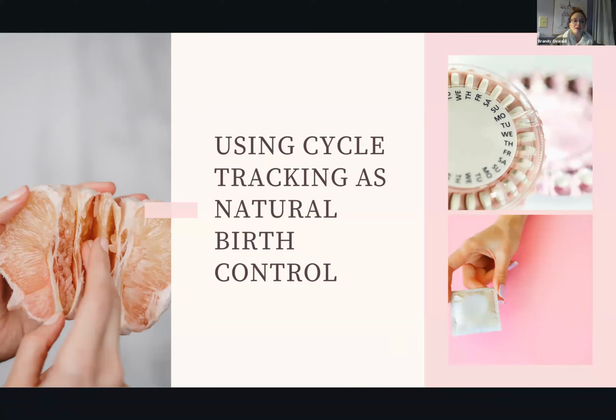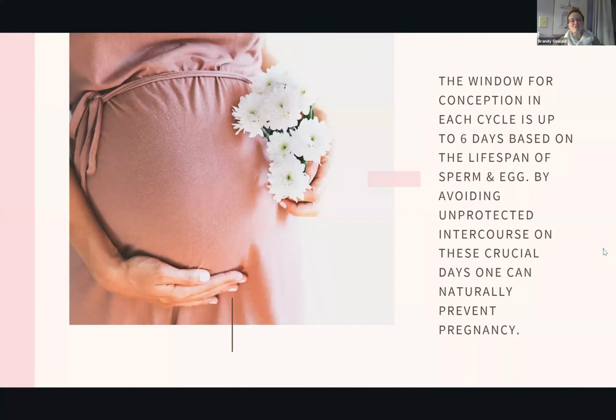Okay. So now we're going to talk for a second about using cycle tracking as natural birth control. I'm really proud of having found this photo, just so we're clear. So the window for conception in each cycle is up to 6 days. This is based on the lifespan of sperm and egg. By avoiding unprotected intercourse on these crucial days, you can prevent pregnancy naturally. That's how I've been doing it for over 7 years now.